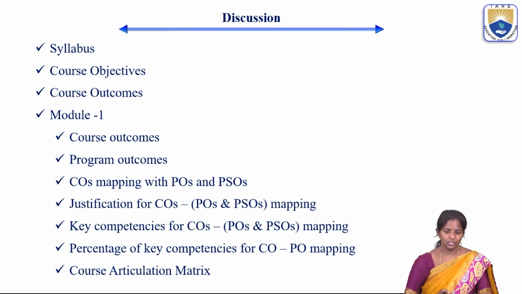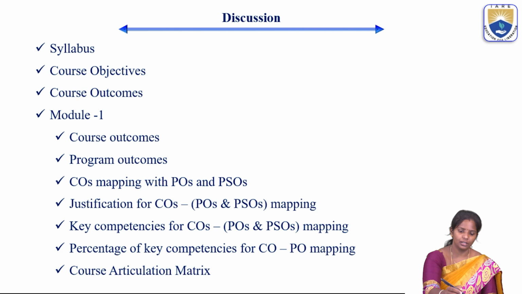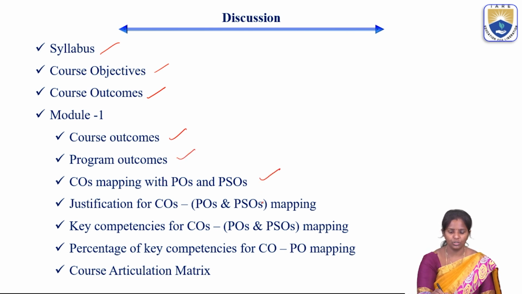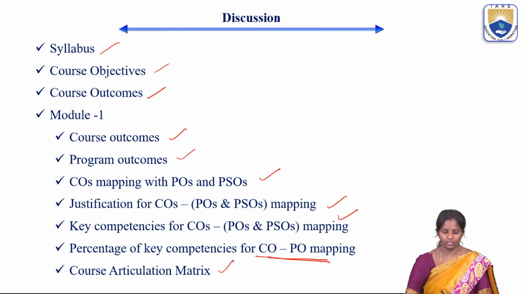So in this discussion, we have discussed the syllabus, course objectives, course outcomes, then modules, course outcomes, program outcomes, then CO mapping with POs and PSO mapping, justification, key competences for CO/PO mapping, percentage calculation, then the course articulation matrix. This is the discussion we have carried out. We will see in the next session.